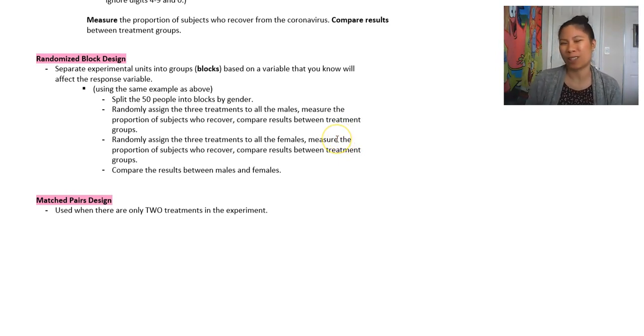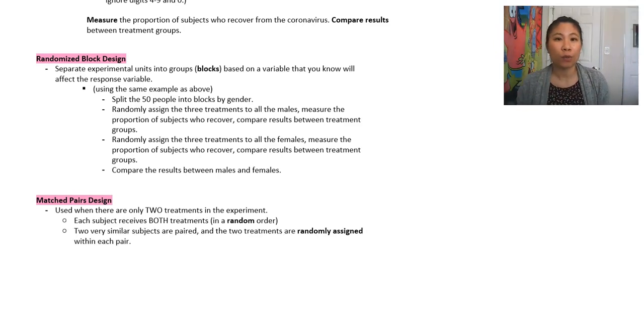Matched pairs is very specific. You can only do this design when you only have 2 treatments. So if you have any more than that, then you can't use the matched pairs design. And so the way matched pairs design works is with your 2 treatments, either you have a pair of subjects that are super similar to each other, or just an individual who's going to receive both treatments. So if it's just an individual, like one person receiving both treatments, the order of the treatments that they receive would be randomized. And that's how you would get that random assignment that we need within each experiment.